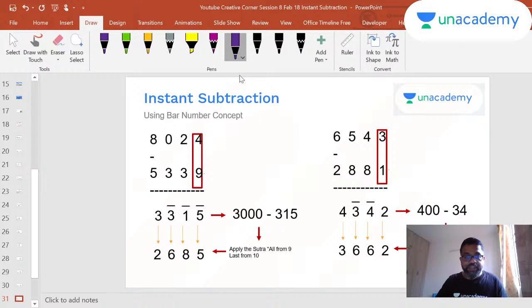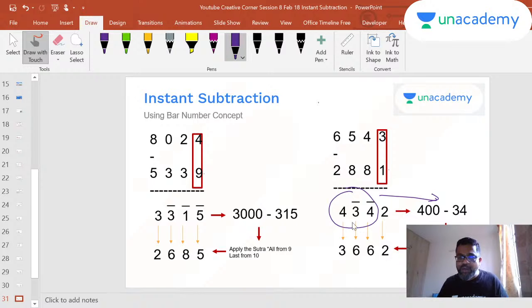Now I want to show one slight thing that can come. You can have bar numbers in between also, right? But how do you solve it? Look at it this way. 3 minus 1, I got a 2, right? 4 minus 8, bar 4, right? 8 minus 5, bar 3, 6 minus 2, 4. So this is essentially to be seen as 400 minus 34, that's all.